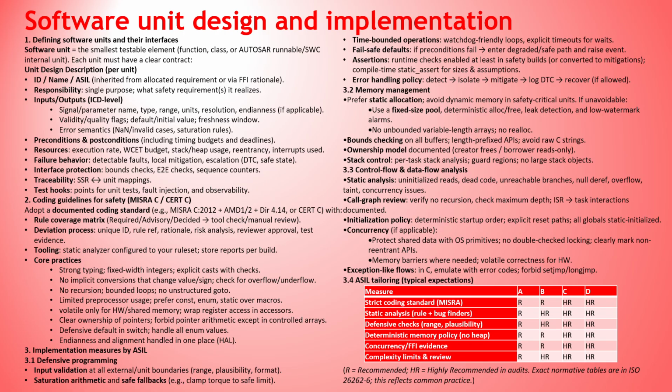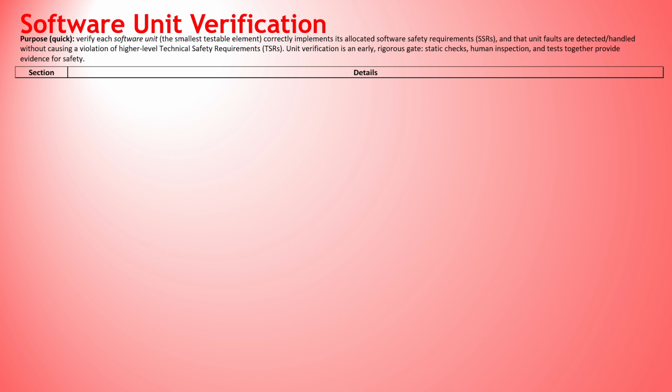Okay, so the code is written super carefully, following strict rules checked by tools. Now the big question, how do you prove it all works safely? We're back on the right side of the V, verification and validation. Exactly. This is where you generate the objective evidence. It starts with software unit verification. We need to show each little unit does its job correctly according to its design description and handles potential faults.